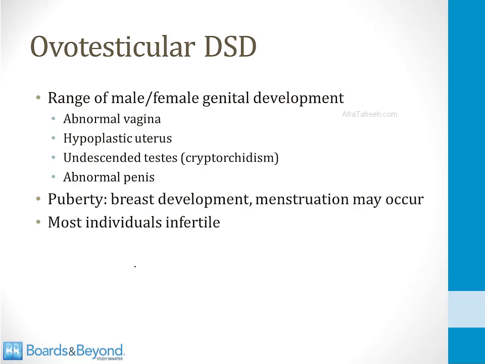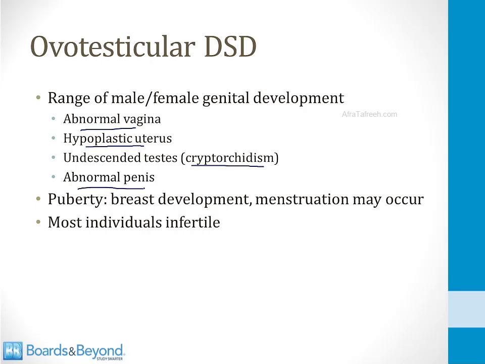There's a range of male and female genital development in this disorder. It depends on how much ovarian and testicular tissue is present. The vagina can be abnormal. The uterus may be underdeveloped, which is called hypoplastic uterus. Often the testicles don't descend. This is called cryptorchidism. There's often an abnormal penis.